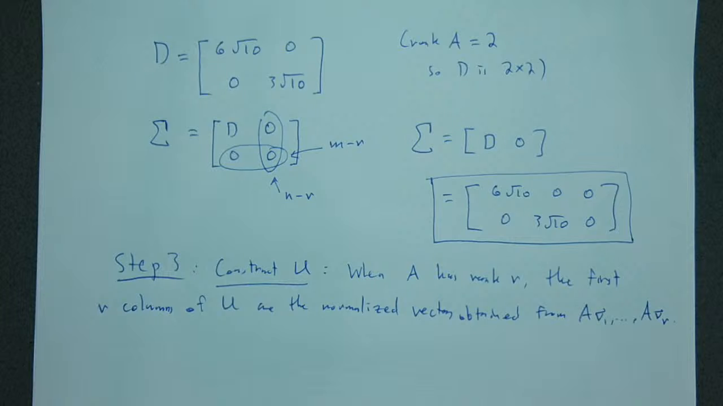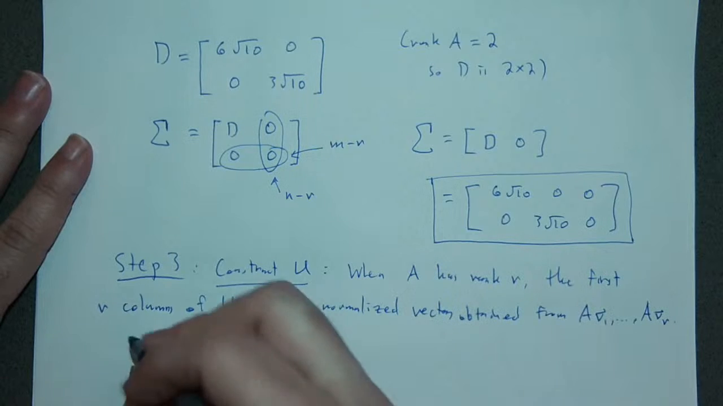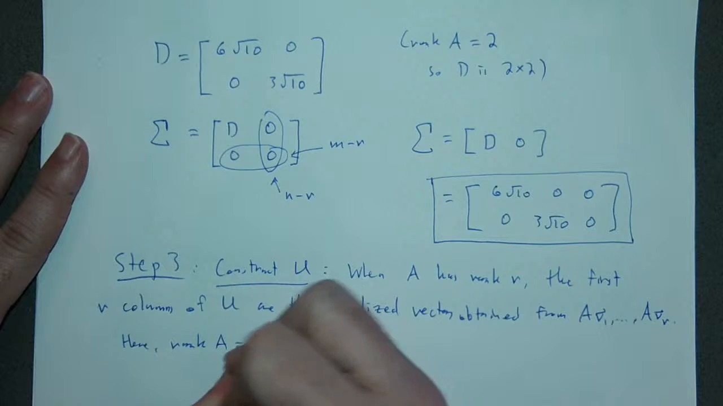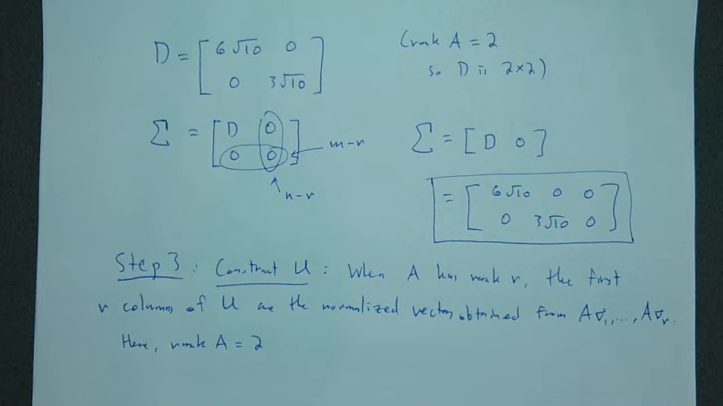Remember, as a result of this whole construction process, those vectors are guaranteed to have some nice properties. The normalized versions of those are guaranteed to be an orthonormal basis for the column space of A. That was the theorem that immediately preceded the singular value decomposition. Here, rank A is equal to 2.